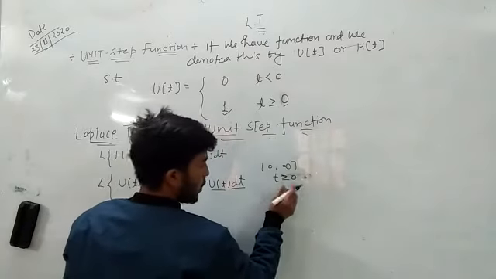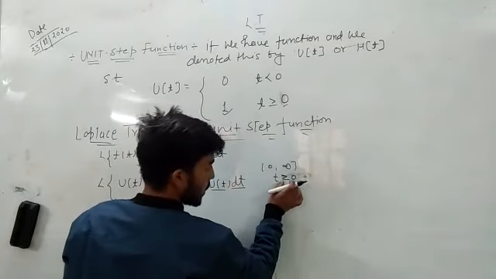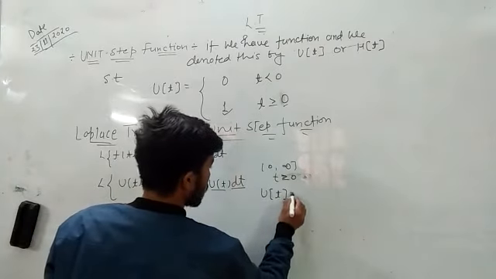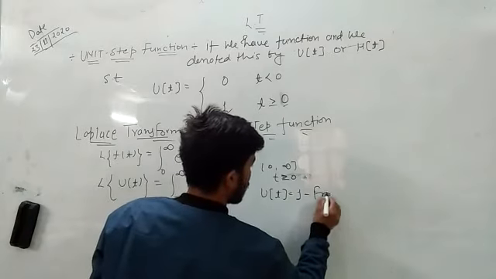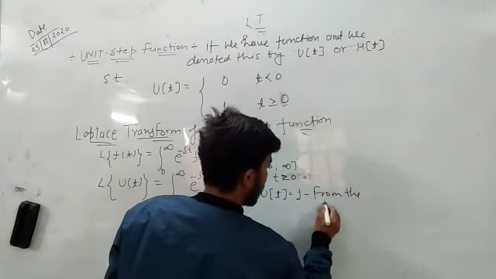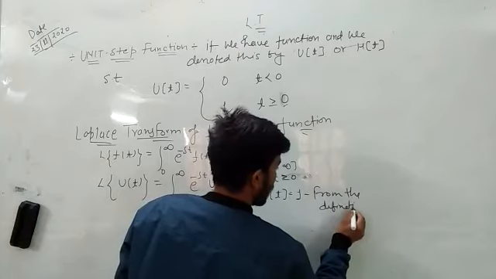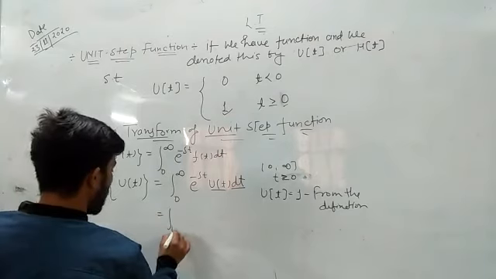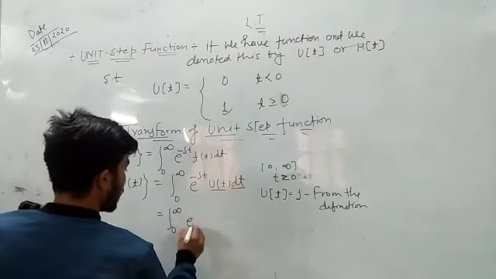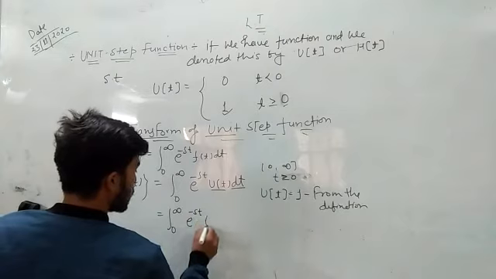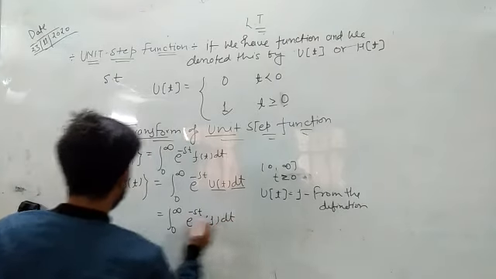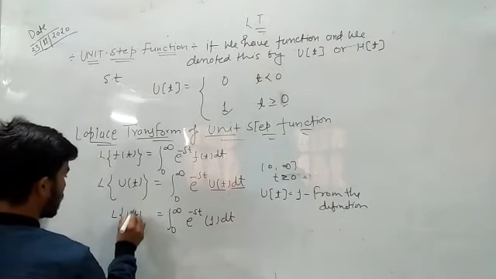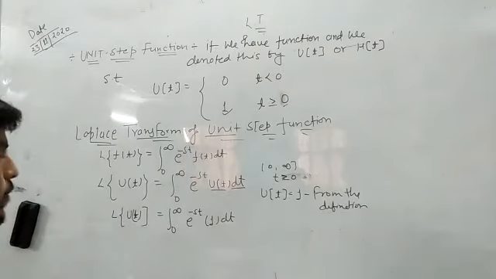Here you can see the value of t is greater than or equal to 0, so the value of u(t) is equal to 1 from the definition. So here we can write the integral from 0 to infinity of e raised to the power minus st, the value of u(t) is equal to 1, and this is dt, and we will find the Laplace transform of the unit step function.